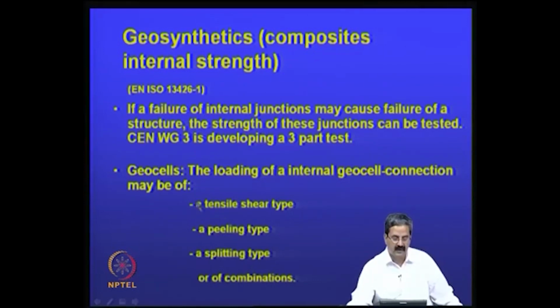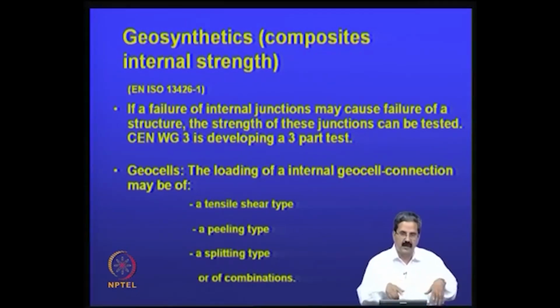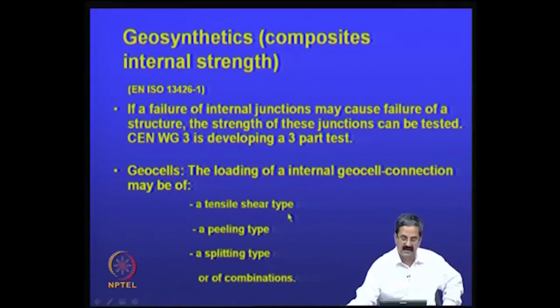For example, geocells, as I said. A geocell is a combination of a number of polymeric strips which you can open out, and it forms geocells, but you can also close it like this. All the edges are sealed together to form the cell, so that sealing has to be very good. The internal geocell connection should have very good tensile shear resistance. It could be a peeling type, where it can be peeled off, or a splitting type, where it can be split, or a combination. None of the failures should occur.